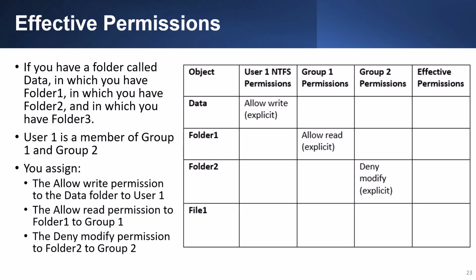Let's look at another one. Again, user 1 is a member of group 1 and group 2. You assign the following explicit permissions: the allow write permission to the data folder to user 1, the allow read permission to folder 1 to group 1, and the deny modify permission to folder 2 to group 2.